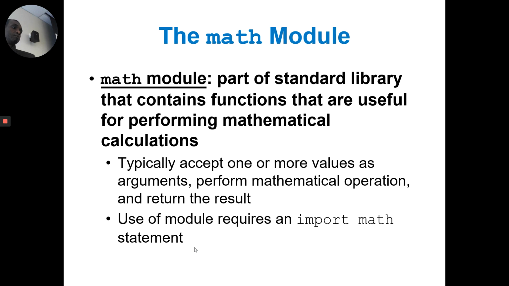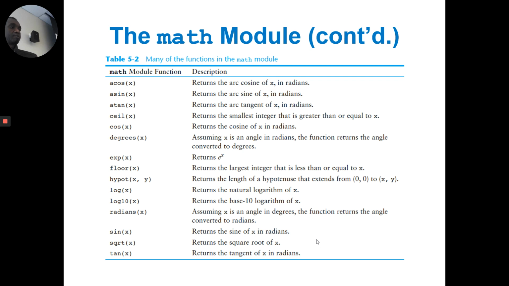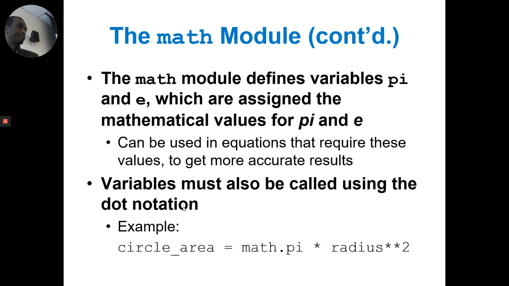You have a math module, part of the standard library, that contains functions useful for performing mathematical calculations. You have to import the math module. These are some of the built-in functions inside the math module: cosine, sine, exponential, floor, logarithm, square root, and so forth. The math module also defines variables pi and e, which are assigned the mathematical values for pi and e, and can be used in equations that require these values to get more accurate results. These must also be accessed using dot notation.